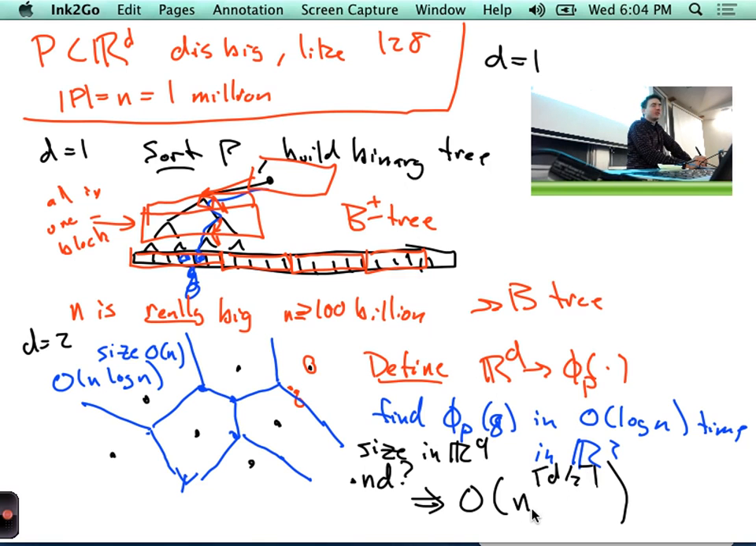So for d equals 2, this is O of n, right? But for d equals 3, this is n squared. For d equals 4, it's still n squared. D equals 5 is n to the third. If I'm building something in n squared time, I can do a lot of stuff. I can check the distance between every pair of points, right? It becomes much harder to actually work with this.